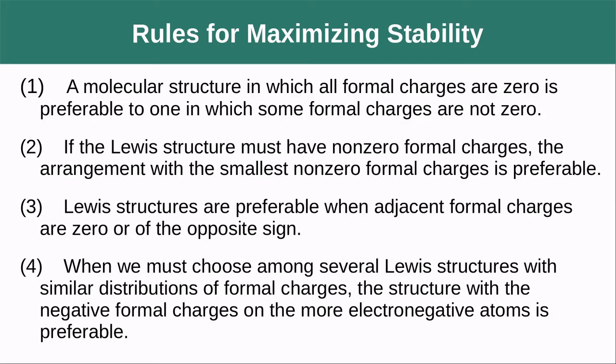as being preferable to one where there's some non-zero formal charge. If the Lewis structure must have non-zero formal charges, the arrangement with the smallest non-zero formal charge is preferable. Lewis structures are preferable when adjacent formal charges are zero or of opposite sign. When we must choose among several Lewis structures with similar distributions of formal charges, the structure with the negative formal charges on the more electronegative atom is preferable.